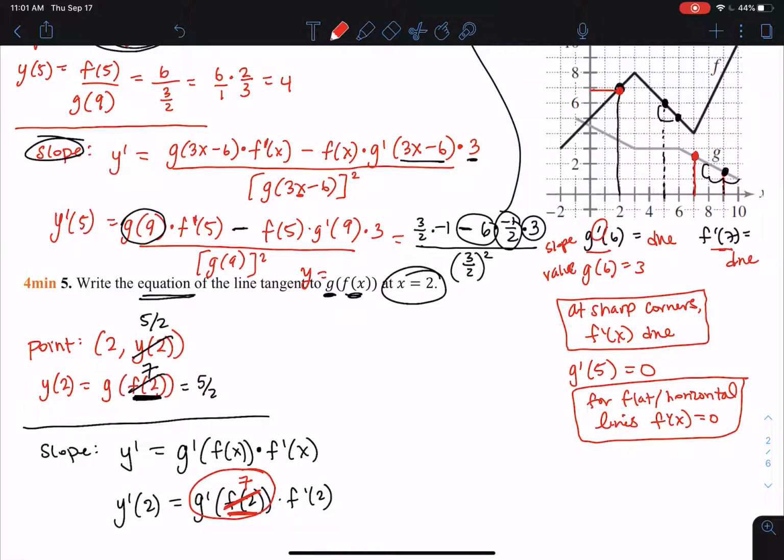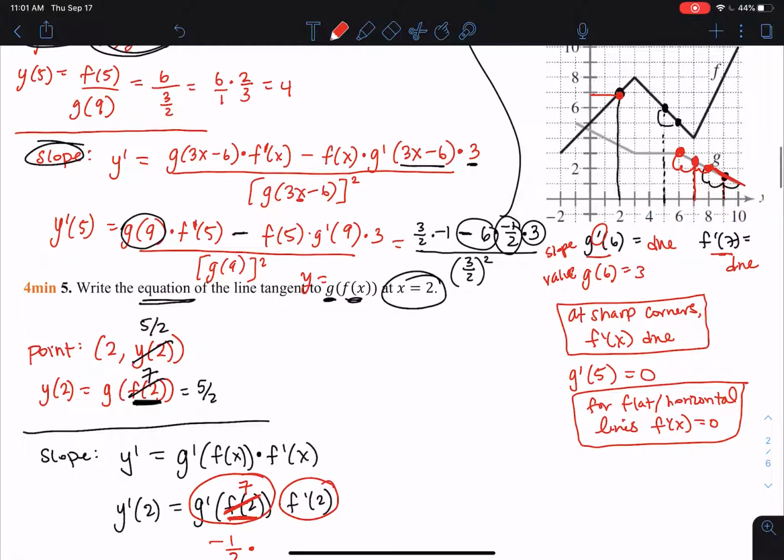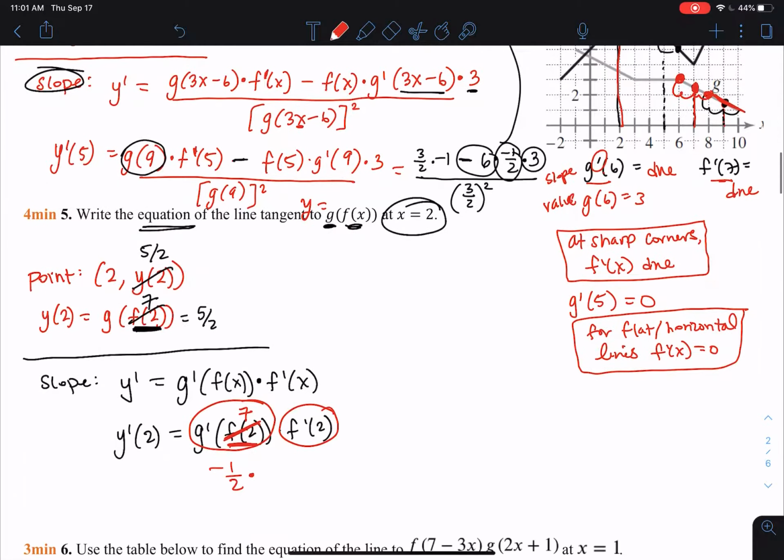G prime of 7. So I don't want the value, I want the slope. So I'll pick this point and this point, negative 1/2, which matches, right? We actually already found out negative 1/2 earlier. And now I need f prime of 2. So the slope looks like it's rise over run, 1 over 1. So my final slope is just negative 1/2.